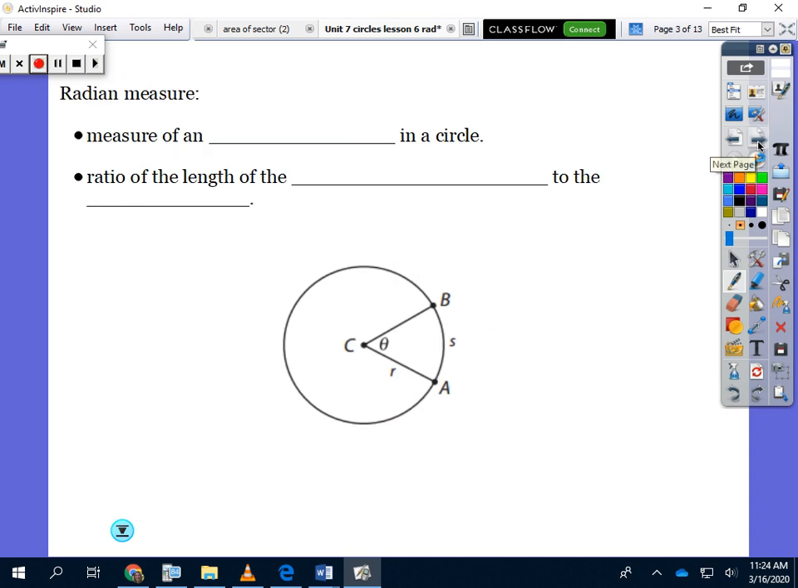So what is a radian? What is a radian measure? So the measure of an angle in a circle, and it's just the ratio of the length of the arc to the radius. A ratio, remember a ratio is a fraction. So in other words, it's the ratio of arc to radius. The ratio of the length of the arc to the radius.